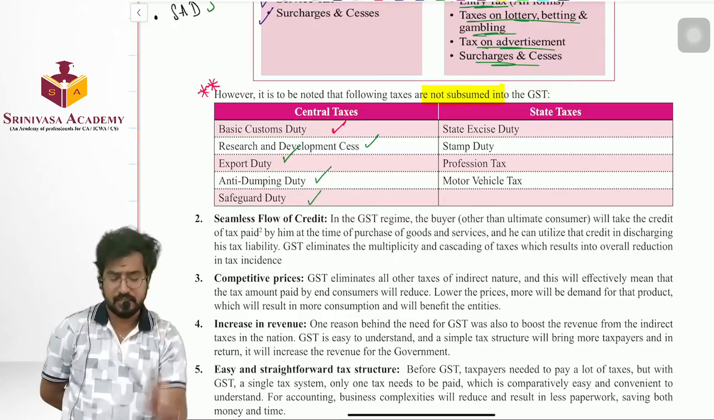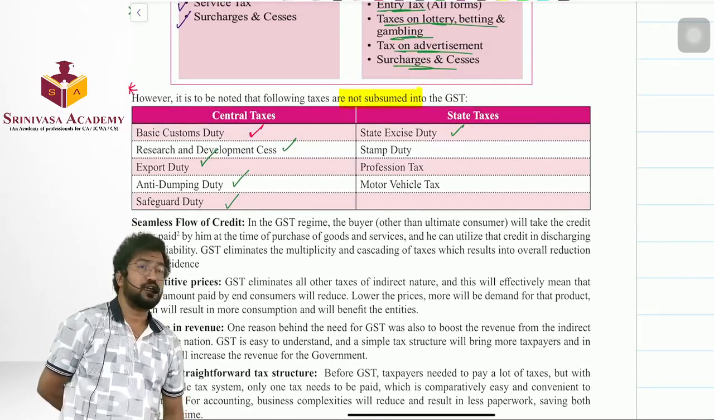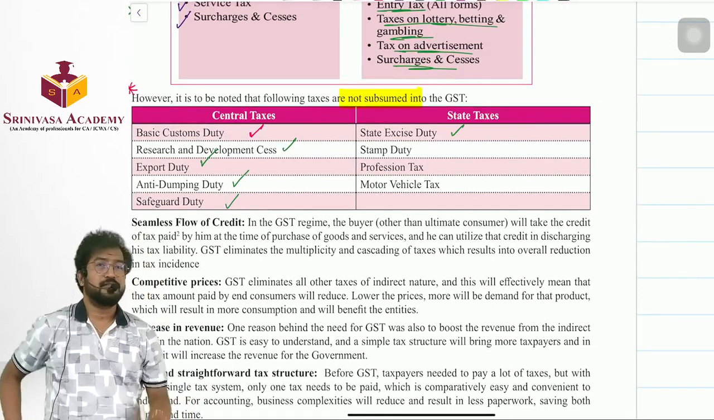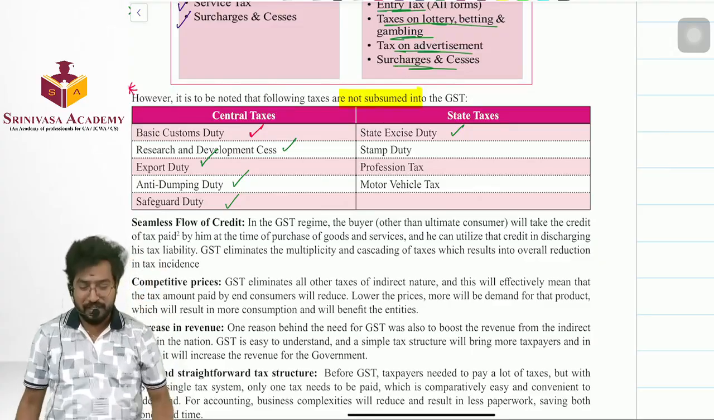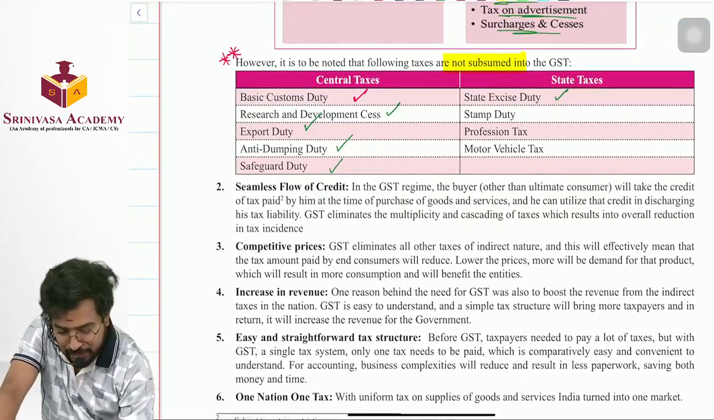State excise duty is still there. State excise duty, what will we charge it on? Manufacturing of alcoholic liquor. One point I remember after looking at this, sir, there is still central excise duty also.